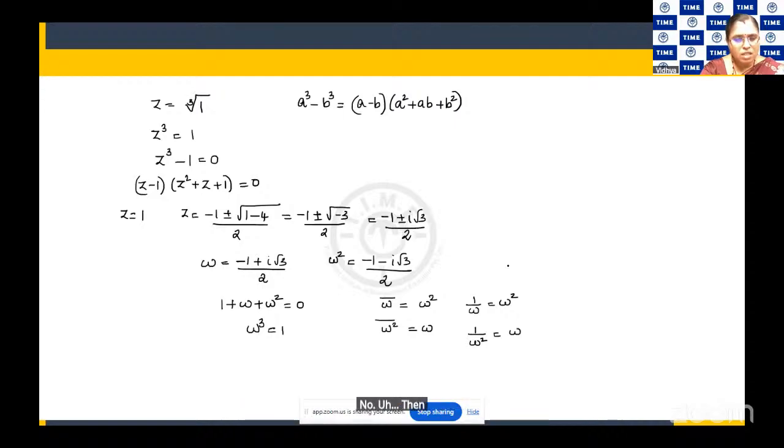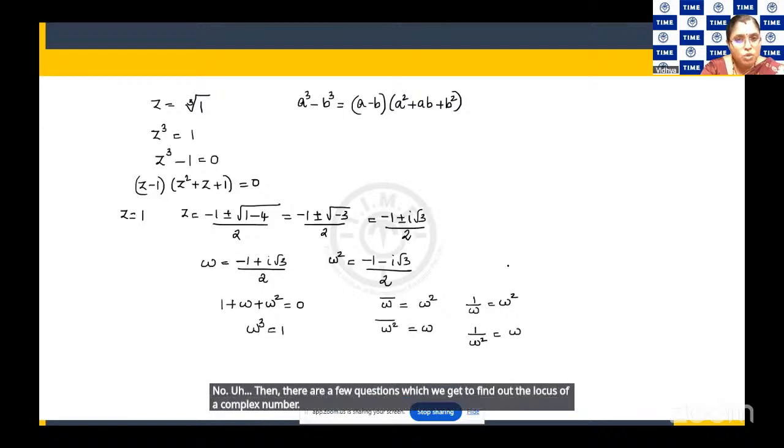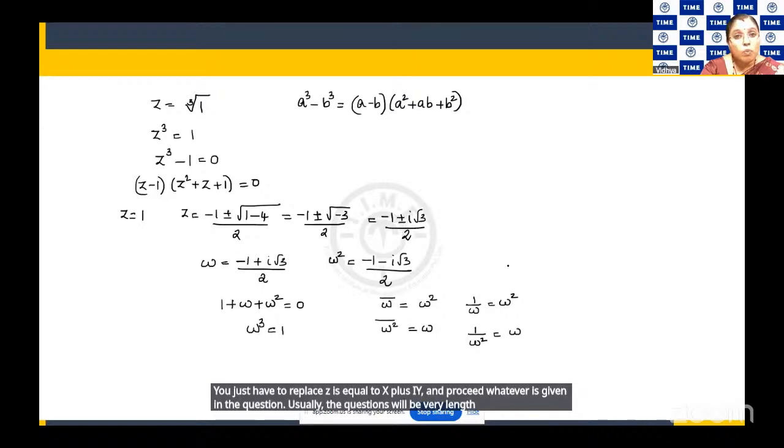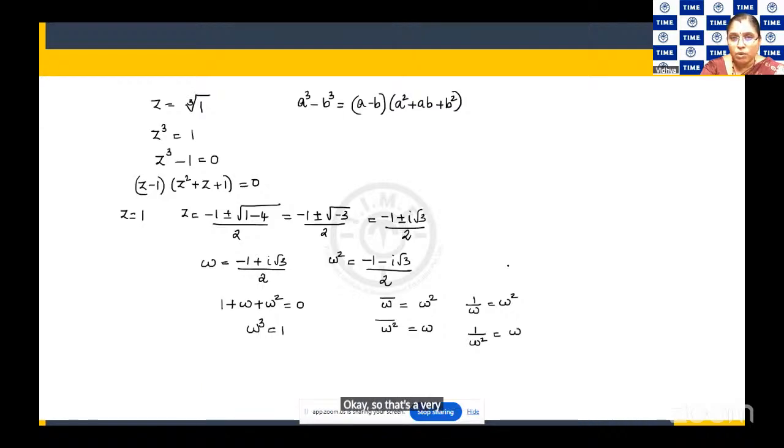Now, there are a few questions where we have to find the locus of a complex number. Whenever you're asked to find the locus of a complex number, you just have to replace z with x plus iy and proceed with whatever is given in the question. Usually the questions will be very lengthy, but when you work them out, they will be very simple. So always try to read the question. Okay, that's a very important thing that you have to note. In complex numbers, you'll get lengthy questions, but if you read, there'll be nothing in that question. So this is a very simple chapter if you look at it like this.